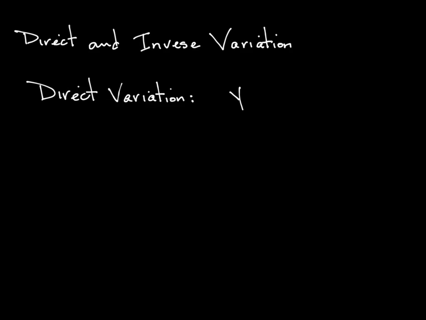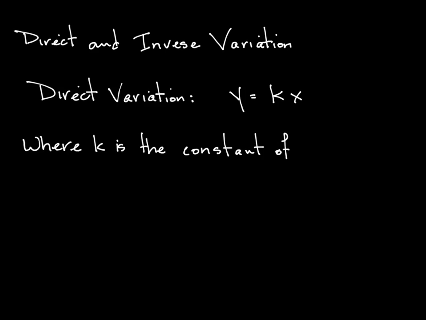So direct variation, we start with the formula y equals k times x. In this case, k is called the constant of proportionality. It is typically never given in the statement of the problem, so you have to solve first to find k. Also make note, direct variation implies that as the x's get bigger, the y's get bigger.